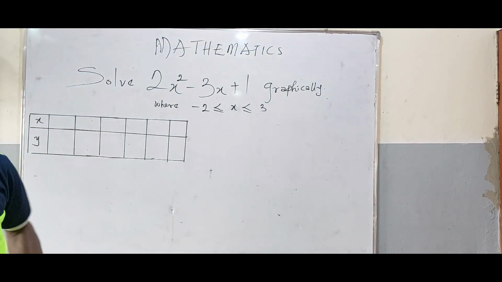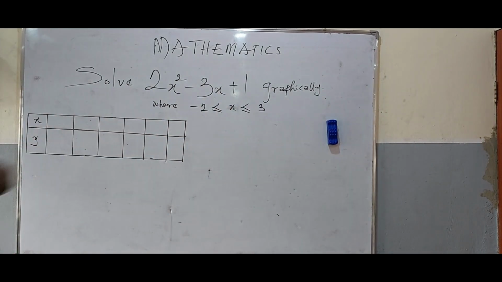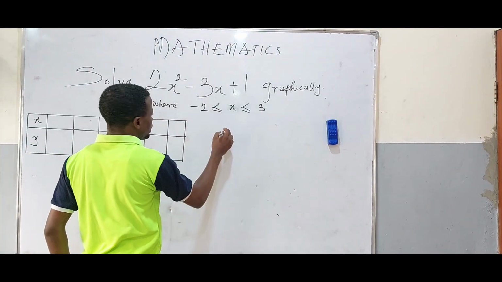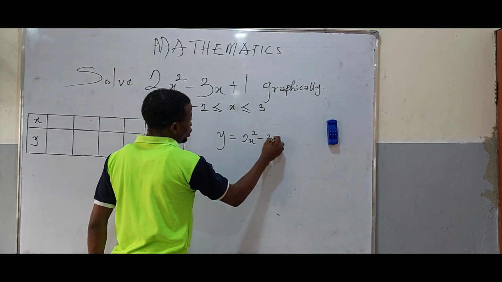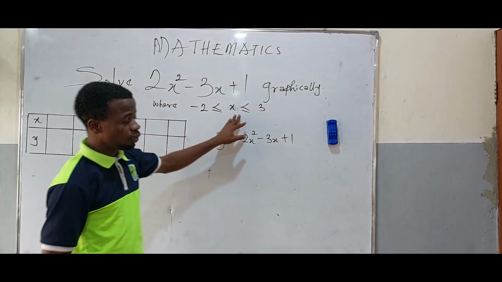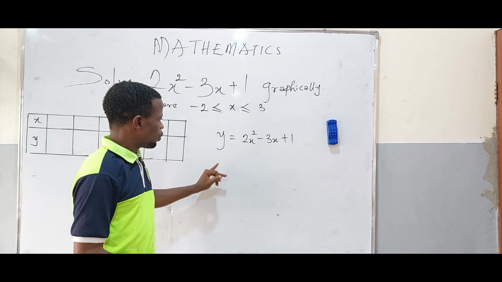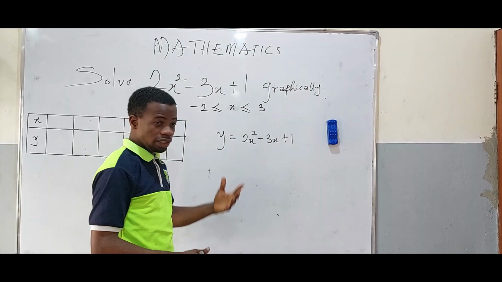Yes, today we'll be talking about how we can solve this quadratic equation by graphical method. How can we solve it by graphical method? Without wasting time, you can rewrite this as y equals 2x squared minus 3x plus 1. Since we've been given an interval for the values of x, minus 2 to 3, and of course x is the independent variable, y is the dependent variable.